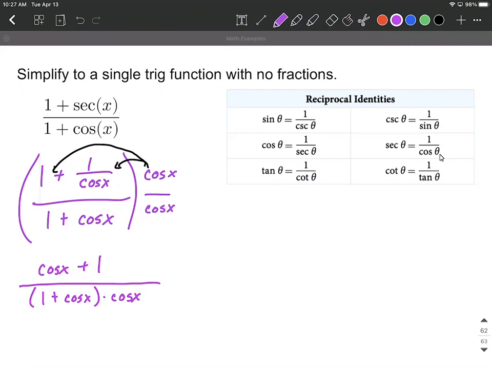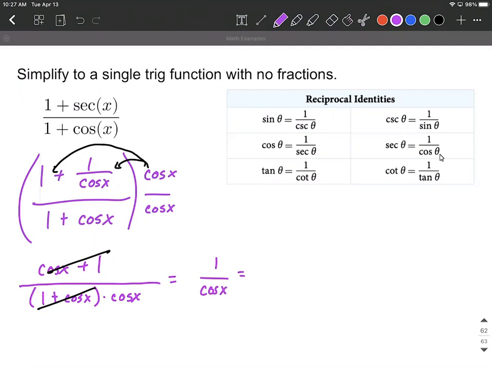Now what you want to notice is that cosine of x plus 1 we have in the numerator, and we have 1 plus cosine of x in the denominator. Well, these are the same thing. They're just in the opposite order. So what we can do is, this is multiplied by the entire numerator. This is multiplied by the entire denominator. It's a factor. Therefore, those will cancel out and they create a 1. So our numerator is now going to be a 1 divided by our denominator, the cosine of x.